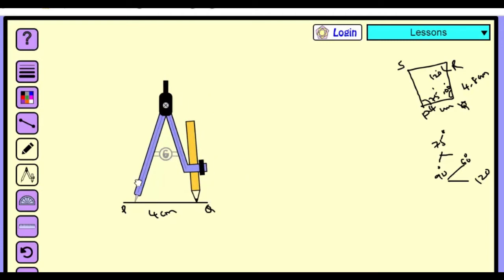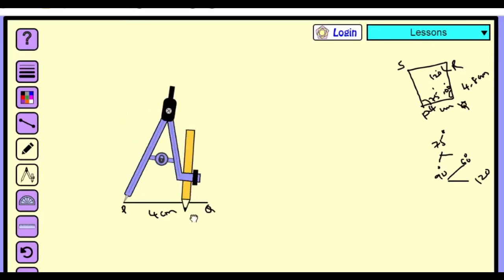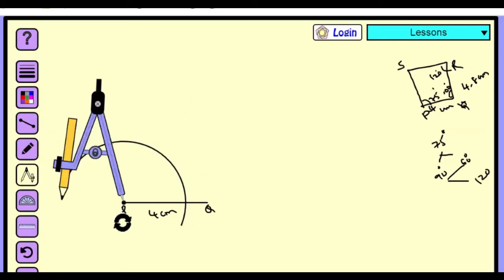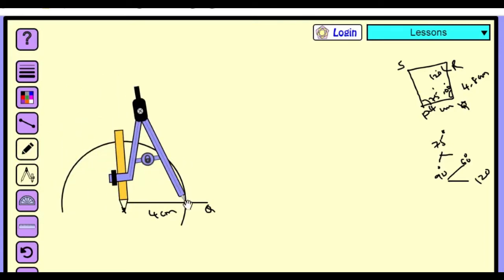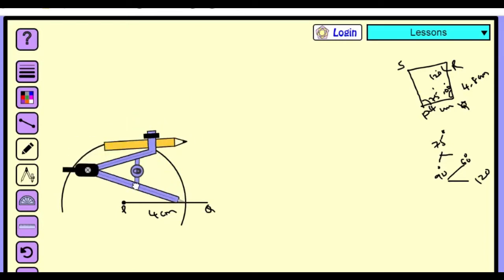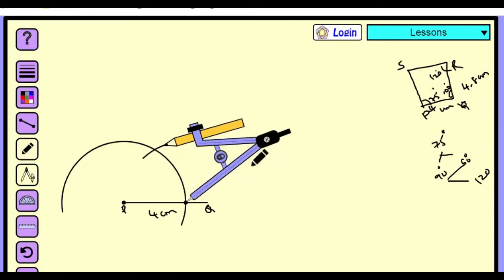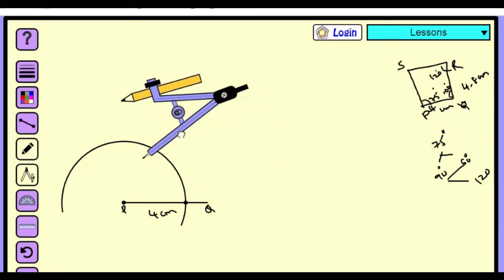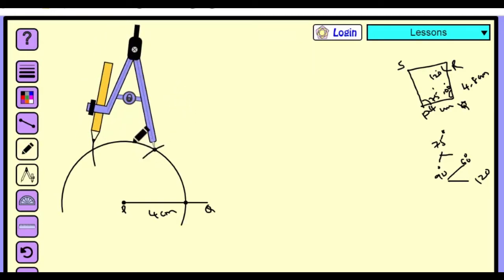For that you should take the compass radius more than half of the length of PQ, and with P as center, draw an arc. Next, from this point with the same radius draw another arc which cuts the previous arc at 60 degrees, and this arc indicates 60 degrees. Now with the same radius draw another arc which cuts the previous arc at 120 degrees. Now this intersection point indicates 120 degrees.